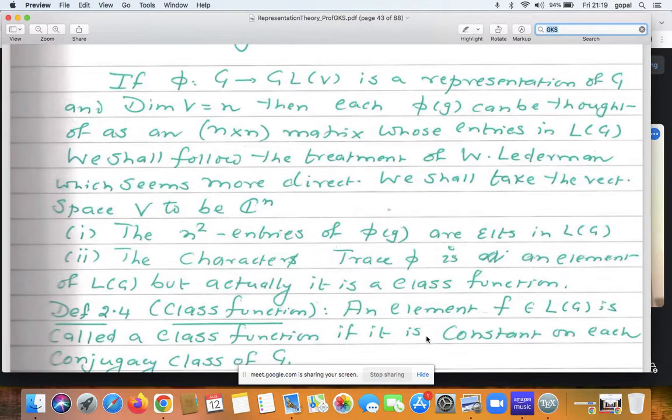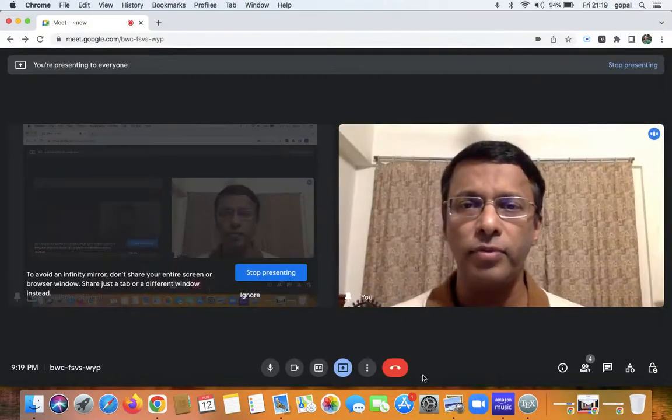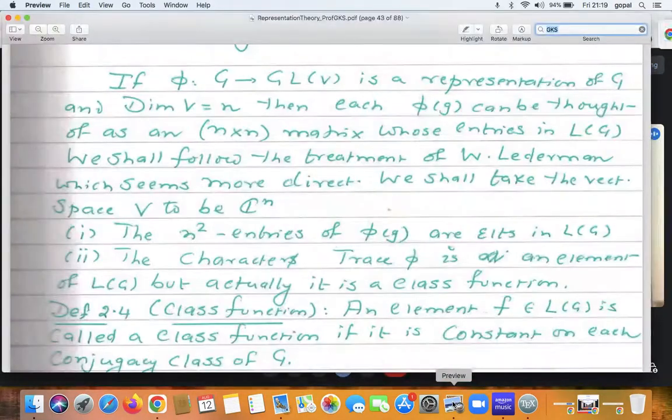If rho from G to GL(V) is a representation of G and the dimension of the representation is n, then each rho(g) can be thought of as an n cross n matrix whose entries are functions from G to C, right? It's just an n cross n matrix. The entries of course depend on g and the entries are complex numbers. I can think of V to be C^n as we have seen.